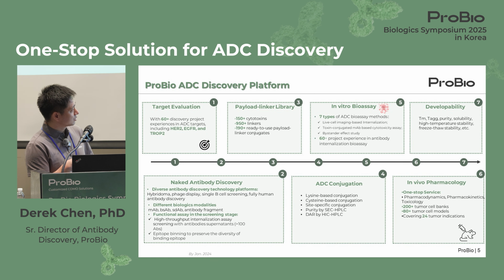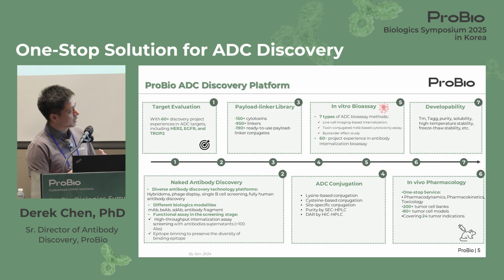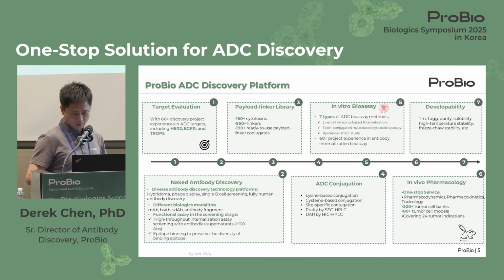Once both parts, the naked antibody, payload, and linker are decided, we'll move on to stage 4, the ADC conjugations, using technologies like splicing or cysteine-based semi-random conjugations or the site-specific conjugation technologies to link the payload to the naked antibody carriers. Following the conjugations, we will evaluate the ADC candidate by in vitro assays, in vivo disease models, and also the developability analysis for stability assessment.